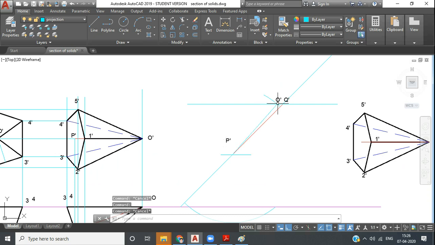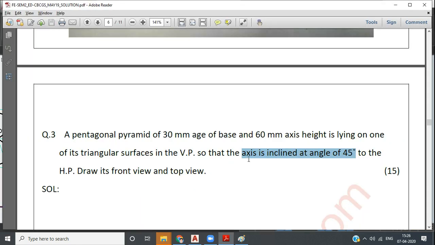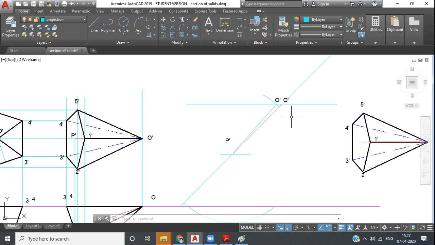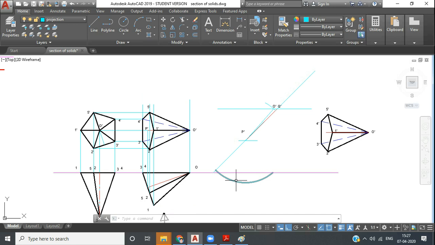Now, you could have drawn this P dash O dash directly on the 45 degree line if they had said, instead of axis inclined, front view of axis inclined. If they had said front view of axis inclined, then we don't need to do this construction. We could have drawn this P dash O dash directly on this line. But they have said axis inclined, which means the true length of the axis. Okay, so it's like this.